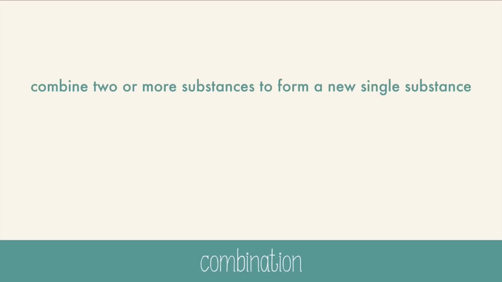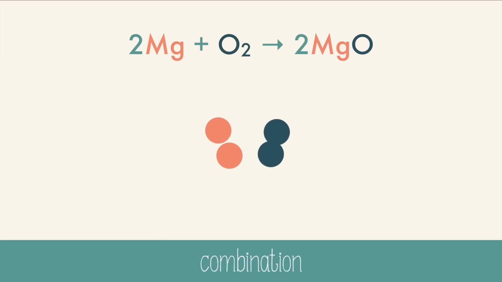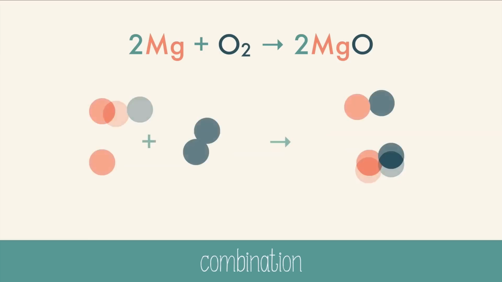Let's start with combination reactions. Combination reactions combine 2 or more substances to form a new single substance. This example is elemental magnesium and oxygen combining to form magnesium oxide. The 2 elements combined and formed one ionic compound. Even though it made 2 units of magnesium oxide, they're the same substance. So here we have the balanced chemical equation, a particulate drawing of that same reaction, and now here's a general equation for combination reactions. A plus B yields substance AB.